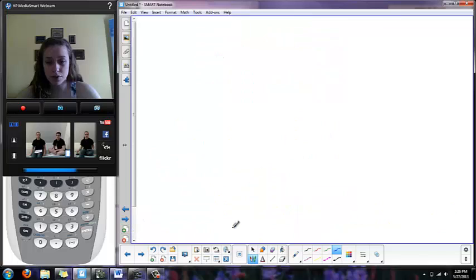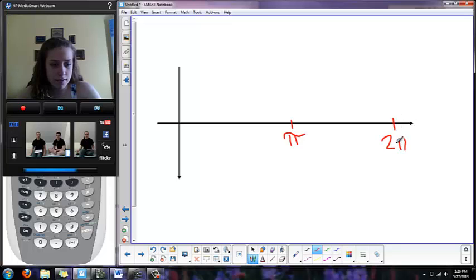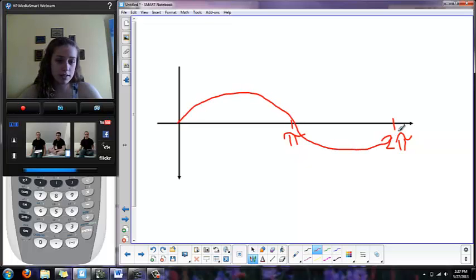So let's just think about this for a second. If I have a set of axes, and maybe this is pi, maybe this is 2 pi. So the period is the length of the interval needed to see one full curve. If I go up, and then I go down, and then I stop, that's one full sine curve, right? So what's the length of the interval needed to see one curve? That interval is 2 pi.